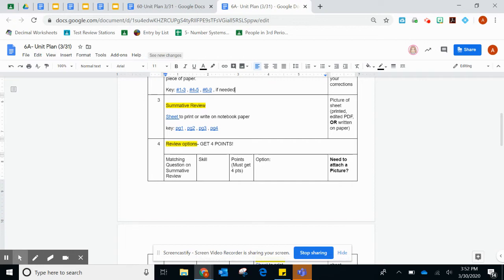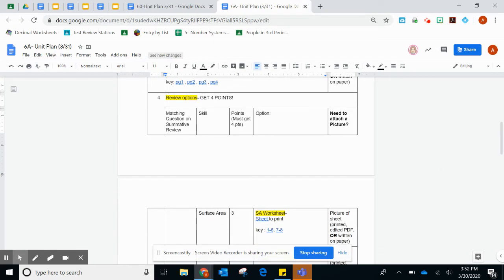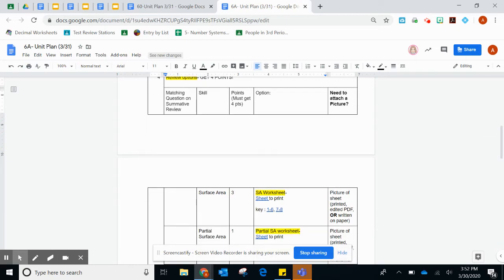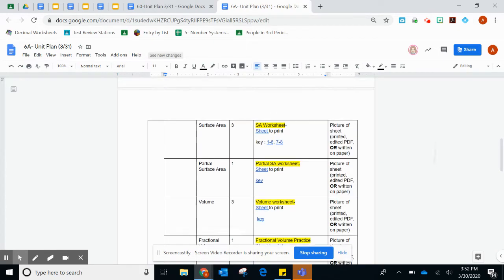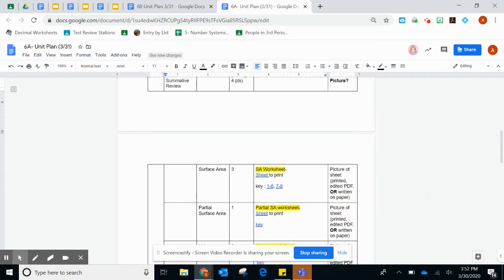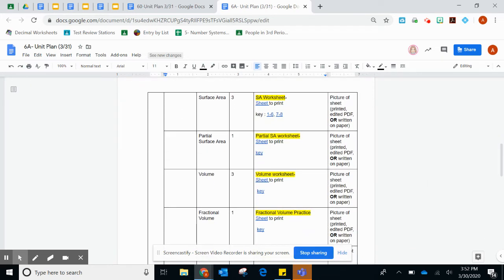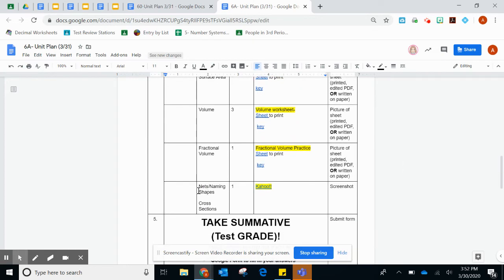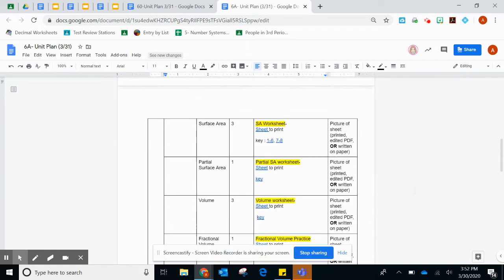Okay, then we do want you to do some review options. So this is going to be kind of like we were in class, right? We're going to get 4 points, which means you're going to have to do 2 things. If you look down below, we have our surface area worksheet, a partial surface area worksheet, a volume worksheet, and a fractional volume worksheet. And then finally, if you're still struggling with naming your shapes and finding your cross sections, there is a Kahoot as well.